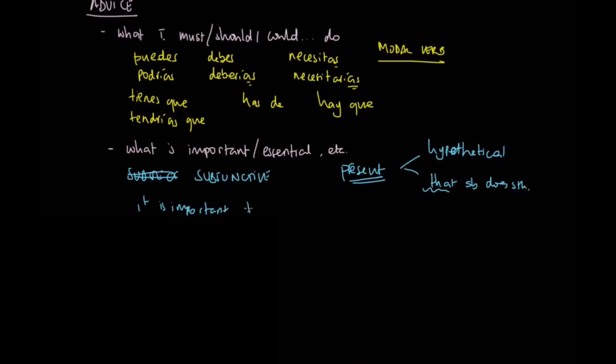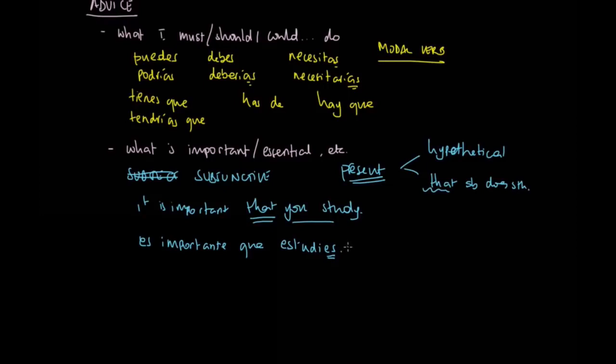It is important that you study. Okay, I think that it is important that you study. In Spanish, this "you study" is going to be in present subjunctive. So this would be es importante que, and then I'm going to put this in present subjunctive. Estudies, and this is the ending of the you form of the present subjunctive. So let's have a quick look at the endings of the present subjunctive. What are they? Which are they?